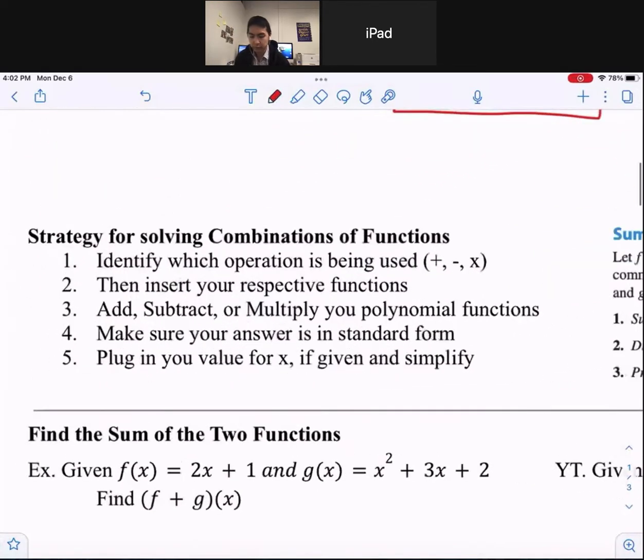Now, strategies for solving this type of problem. Identify which operation is being used, addition, subtraction, or multiplication. Insert your respective functions. Add, subtract, or multiply your polynomial functions. Make sure your answer is in standard form. And lastly, plug in your value for x if given and simplify.